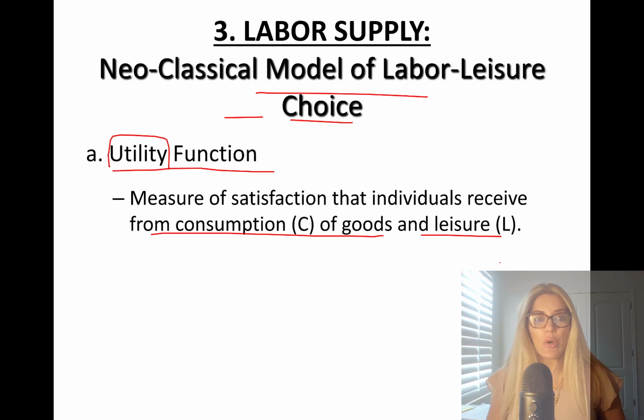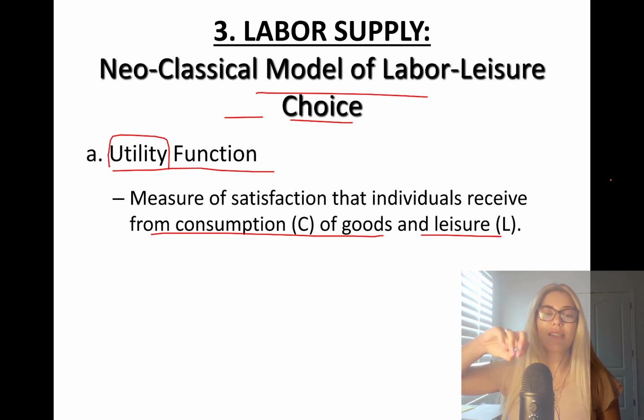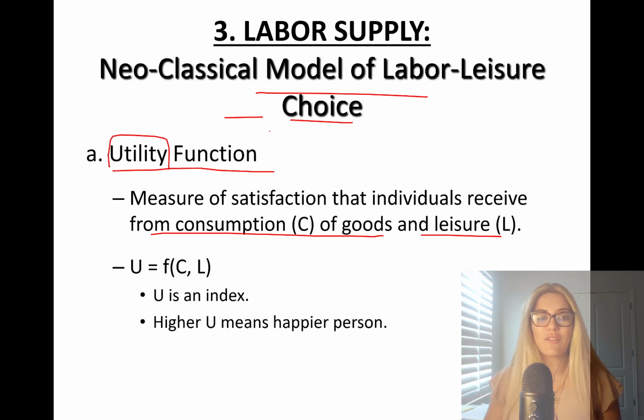So the utility function is a function where you plug in the consumption of goods and services and the number of hours of leisure, and then it gives you a number. Utility is an index. It's going to be a number at the end. This U is the utility function, a function of consumption of goods, and leisure time, L. Higher utility means a happier person.